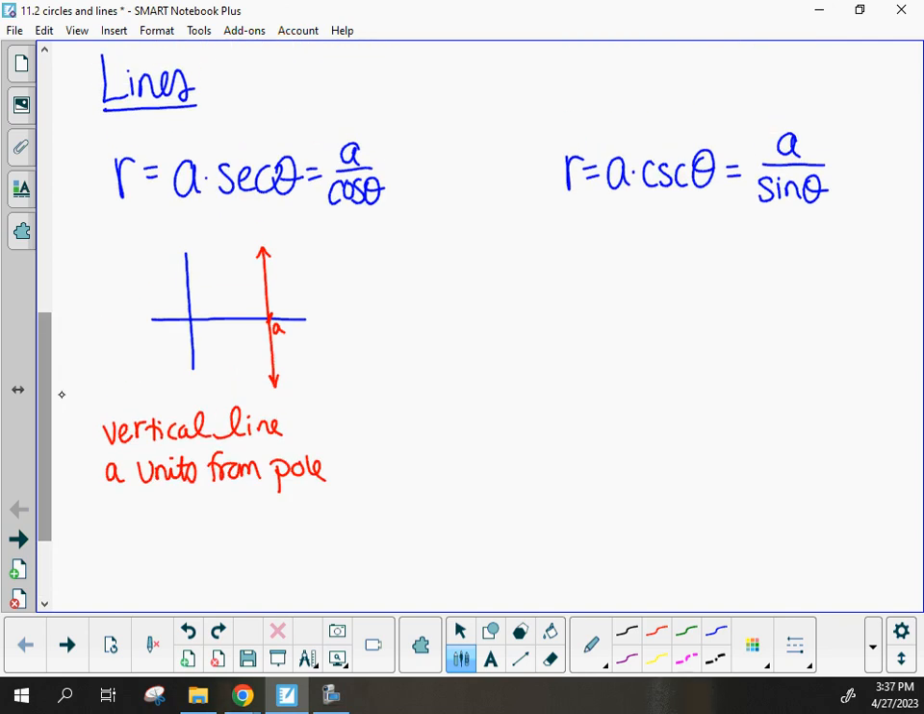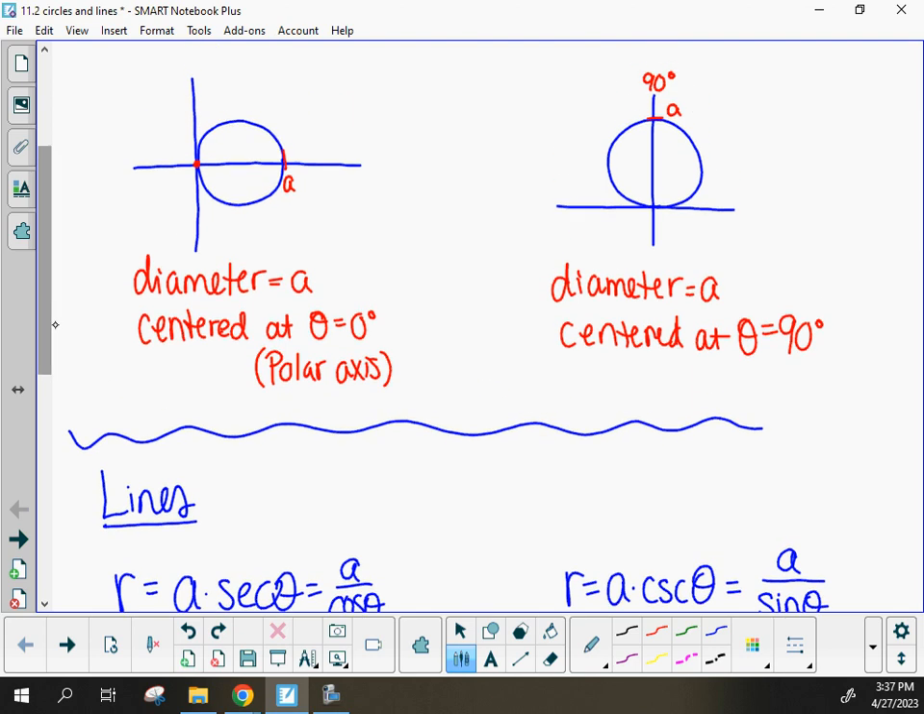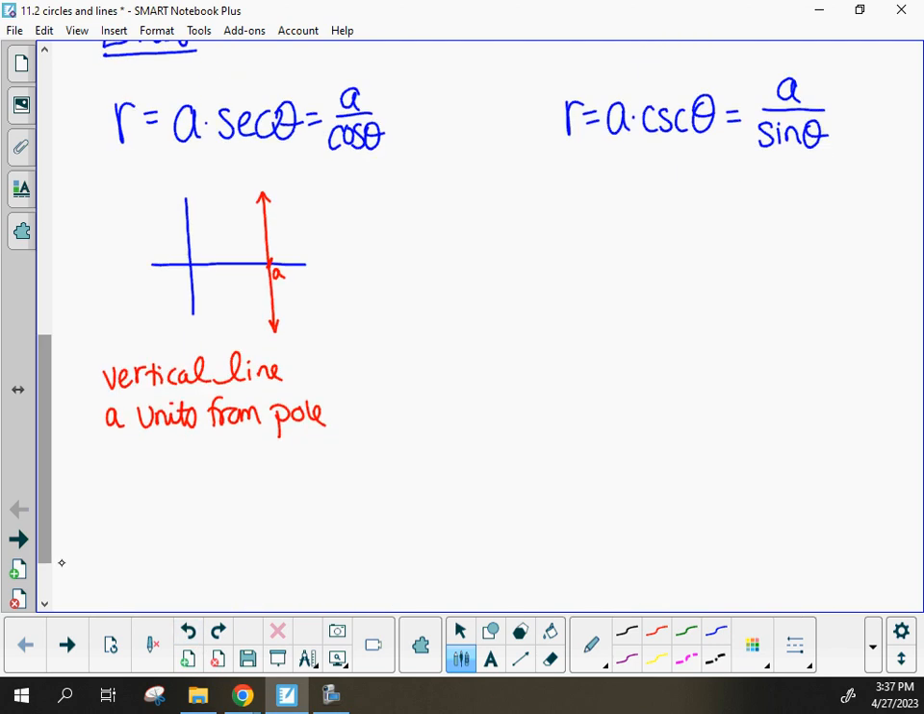And then the other one, you can maybe take a guess here, but let's go back to the circle for a second. If we could snip that right at the origin, cut it open here, kind of peel this out, it would end up as a horizontal line, A units from the pole, but horizontal this time. Figure that out. Let's draw that one.